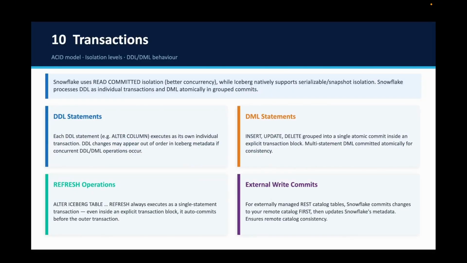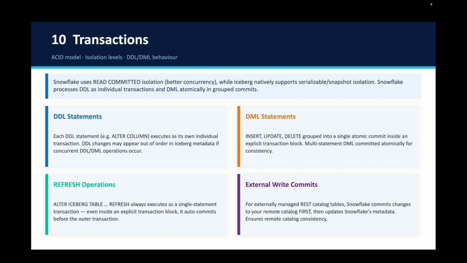In this video, let us cover transactions. Transactions in terms of ACID model, isolation levels, DDL, DML behavior. Snowflake uses read committed isolation for better concurrency, while Iceberg natively supports serializable snapshot isolation.